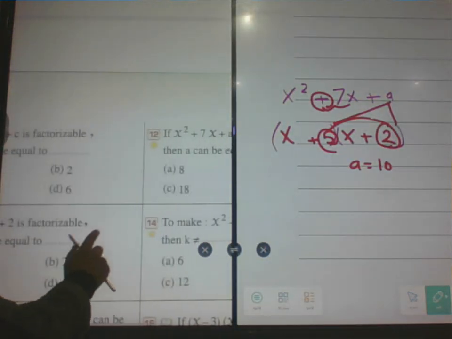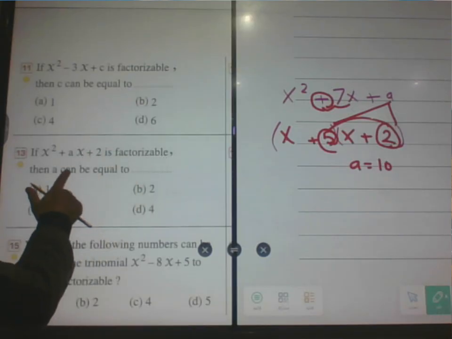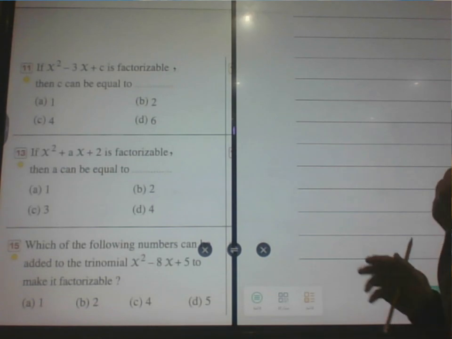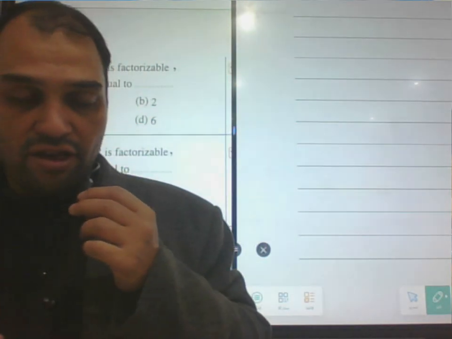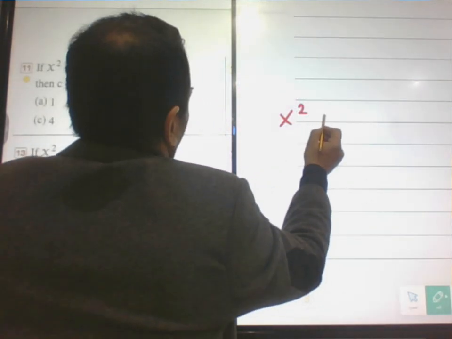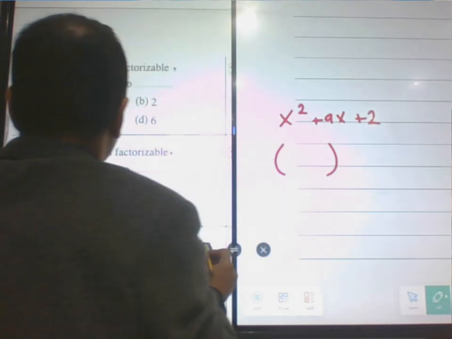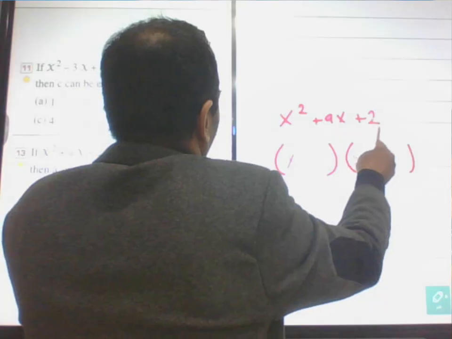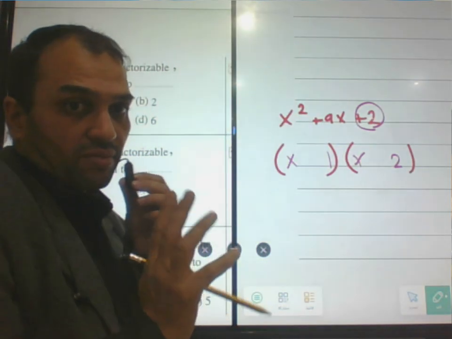Next question, number 13. If x power 2 plus ax plus 2 factorizable, then a can be equal. Okay, a here is the middle. We know the middle equivalent to the sum between product of extremes and means. Okay, first I write here x power 2 plus ax plus 2. Okay, my students, I will open two brackets, x power 2 equal x by x. We want two numbers product between them equal to 1 times 2. It's only because 2 is a prime number.